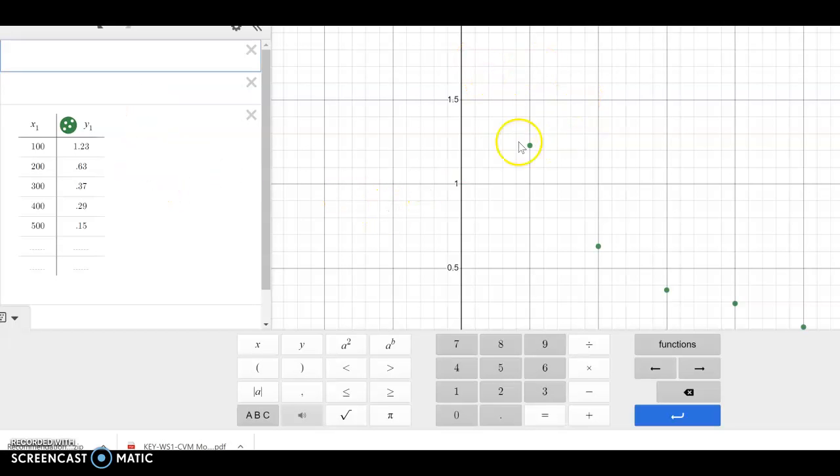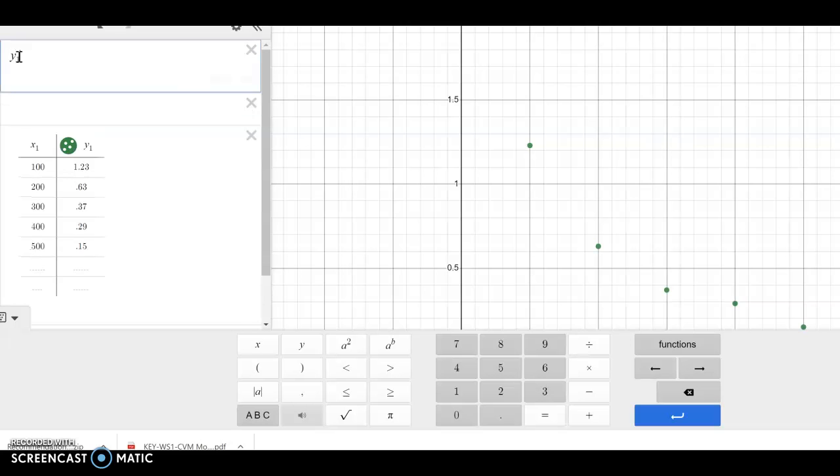Okay, Avery, these are the points we plotted. You'll remember we plotted them. We saw that it was an inverse relationship. And with Desmos, you have to tell it what you think it is. So y1, which is right here.